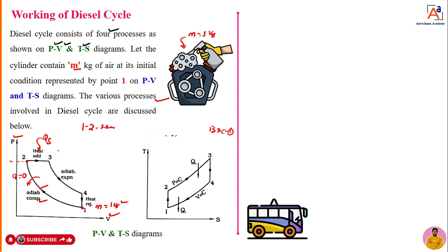That constant pressure means what? P2 is equal to P3 is equal to P. That means at constant pressure we are going to supply a certain amount of heat. When you supply a certain amount of heat, then what will happen? Sudden combustion will take place. Then what will happen? Explosive force will act on the surface of the piston.